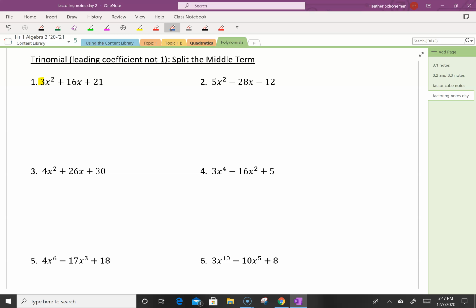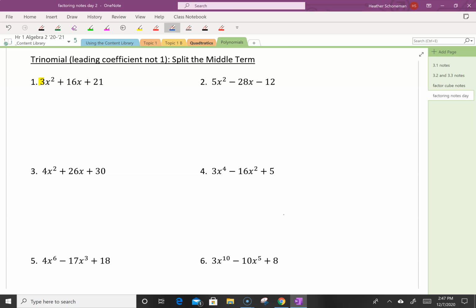Now, there's other ways to do this. Some people were taught to guess and check. If you can guess and check correctly and you have no problem with it and can do it efficiently, please go ahead and guess and check. If you don't know what that is, or if you have no idea what to do, then I'm going to suggest you split the middle term.